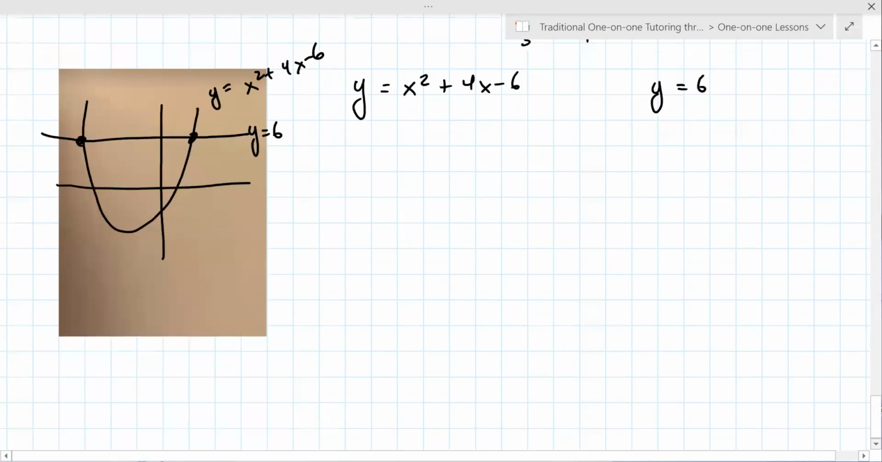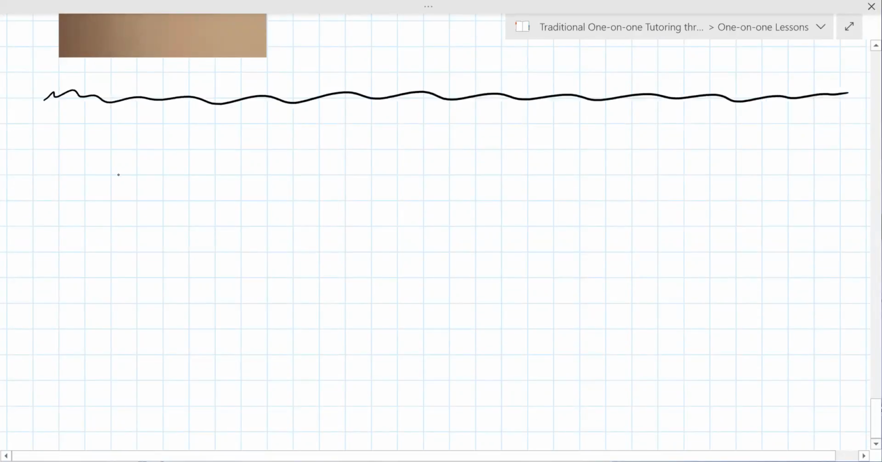All right, let's do a quick factoring. Let's go with x squared plus 5x plus 4. Can you factor this for me, please?